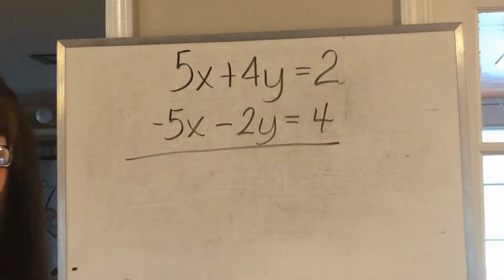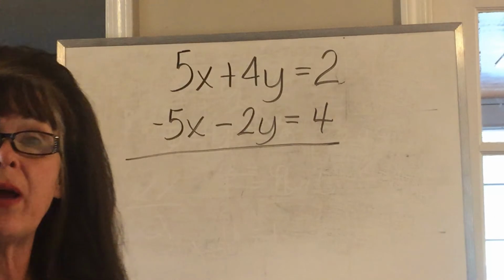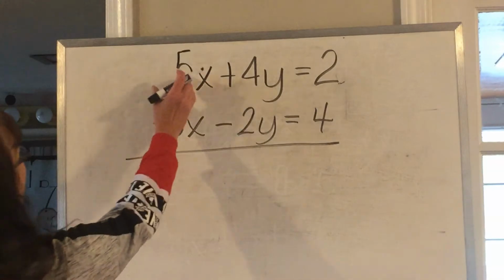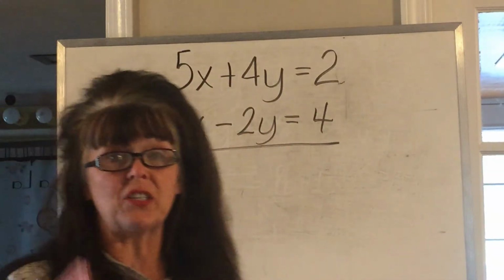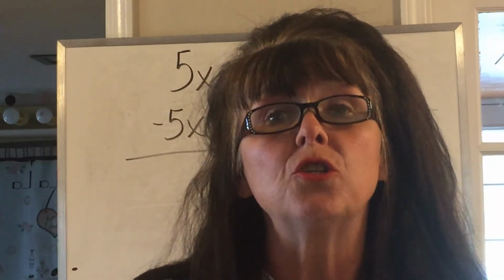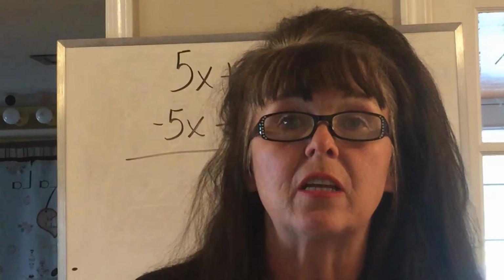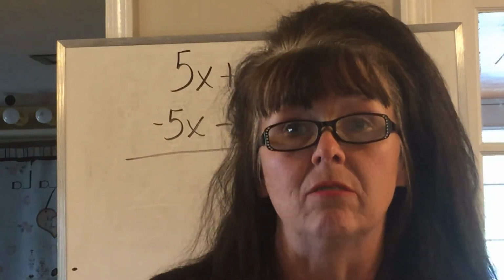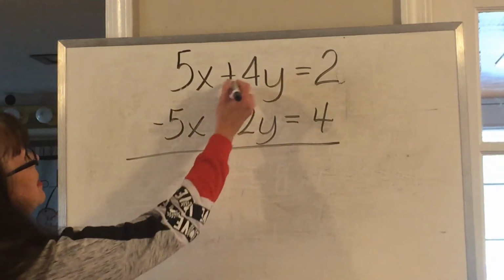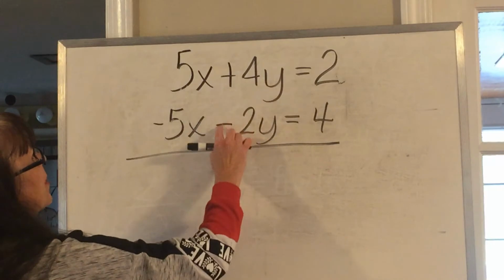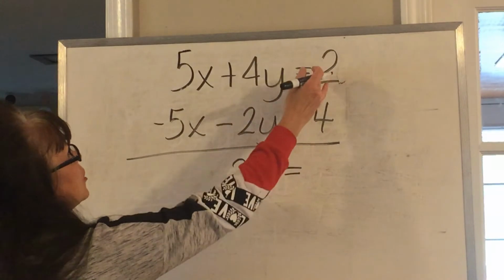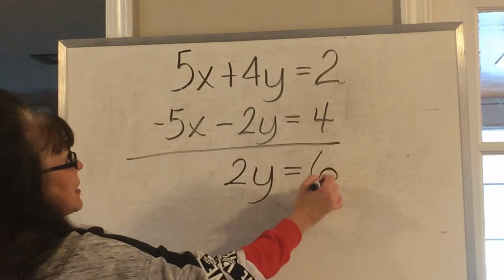What's the opposites? Look at your x's and then look at your y's. Which pair are the opposites? Okay, your x's. So when I subtract opposites, 5 minus 5, it gives me 0x. And I'm not going to put it. It's easier if you just go, okay, it gives you 0 and don't write it down. Okay, so there's my 0. Keep going. Now my y's. 4 minus 2 is 2y equals 2 plus 4 is 6.